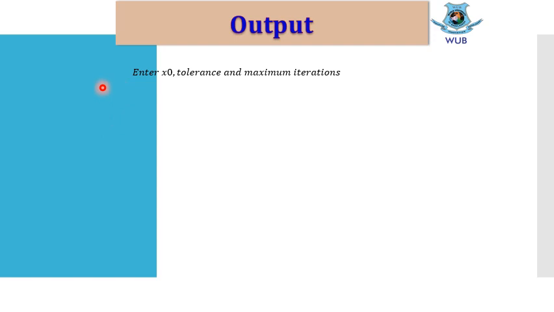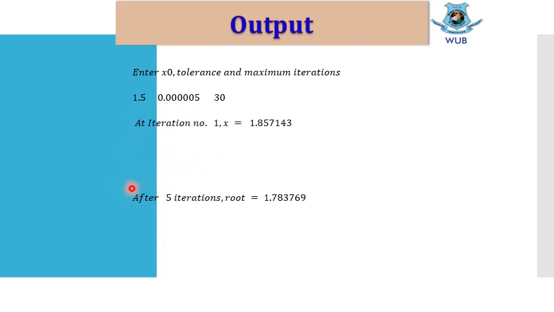And here's the output. If we build and run the program, then we will see "Enter x naught, tolerance and maximum number of iterations" on the screen. Then we have to give the values of x naught, tolerance, and maximum iterations. So here we have used 1.5 as the value of x naught, 0.00005 as the tolerance, since we have to find the value up to 5 decimal places, and maximum number of iterations 30. After pressing enter, we get this approximation. Here we can see that after the fifth iteration we have got our root, and the root is 1.783769.